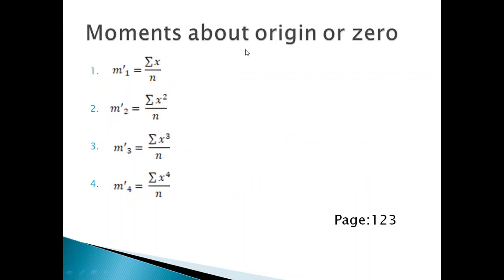And now moments about origin or zero. Moments about origin or zero are actually the raw moments, and the formula is like m dash 1 is equal to summation x by n. M dash 2, the second raw moment, is equal to summation x square by n. The third raw moment is equal to summation x cube by n, and the fourth raw moment is equal to summation x4 by n. So now the powers: for the first moment the power of x is 1, for the second moment the power of x is 2, for the third moment the power of x is 3, and for the fourth moment the power of x is 4. You can find all these formulas on page number 123.